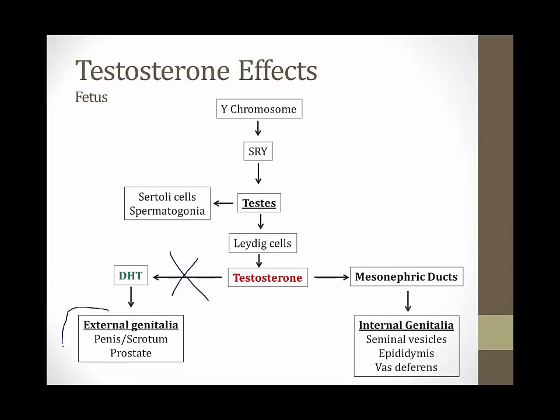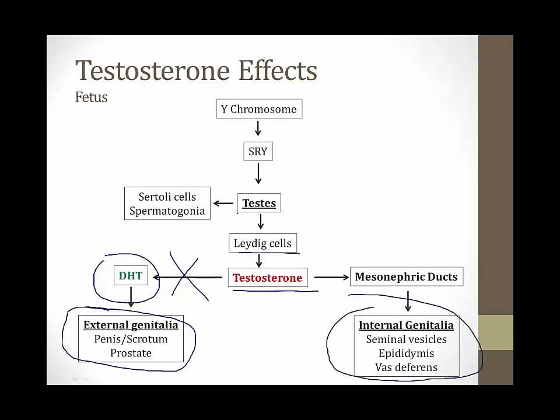And if we go back to this overview here, the problem in a 5-alpha reductase deficiency lies at this step. So the external genitalia do not form normally and DHT is not synthesized. Testosterone levels, however, are entirely normal, so that the internal genitalia are normal. The Leydig cells, testes, and Sertoli cells are also entirely normal.